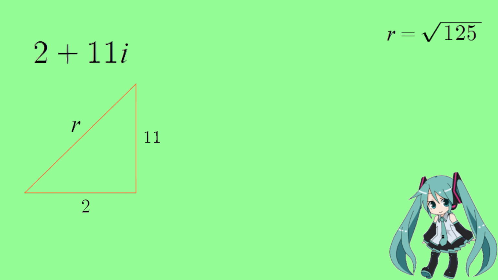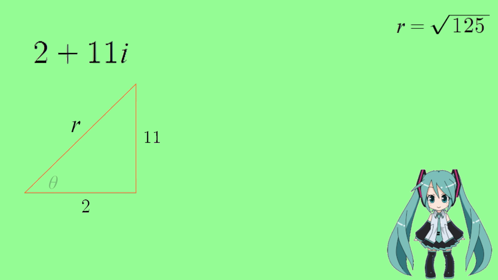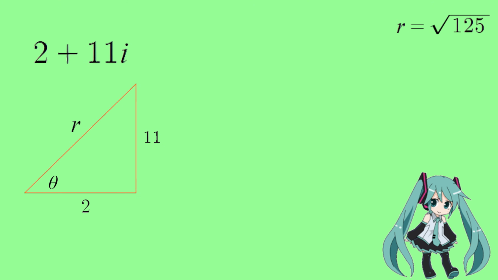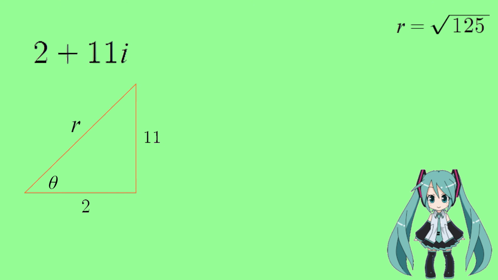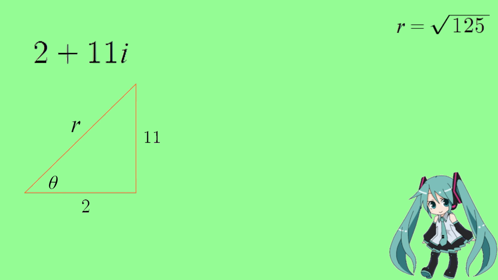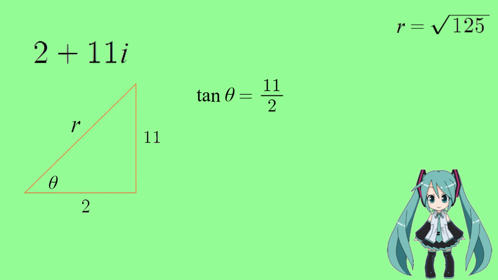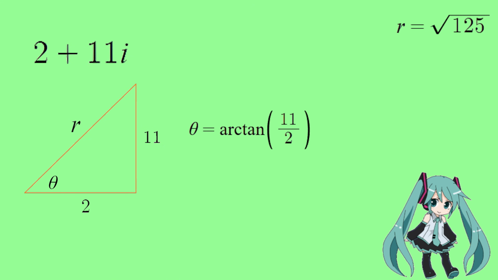Woohoo! We found r! Now we will find theta. It's simply the angle formed by the real axis and r. We will use the tangent function because we have our opposite and adjacent sides. This will give us tan theta is equal to 11 over 2, and solving for theta, we get theta is equal to arctan of 11 over 2.